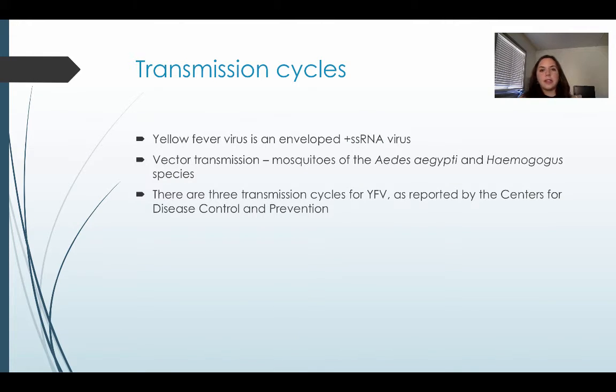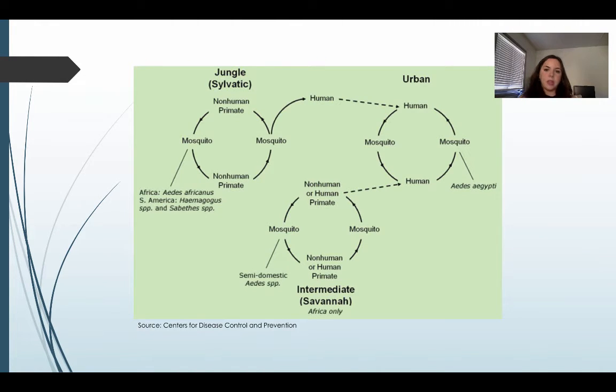So the virus itself is a positive single-stranded RNA virus that has an envelope. It is transmitted through vector transmission through mosquitoes of the Aedes aegypti species in Africa and the Haemagogus species in South America. There are 3 different transmission cycles for the virus as reported by the CDC, and those are shown here. So this shows how the virus is transmitted from mosquito to a human, and then that human then can become infectious to another mosquito. If that mosquito bites an infected person, it can also become infectious to other humans or non-human primates as well.